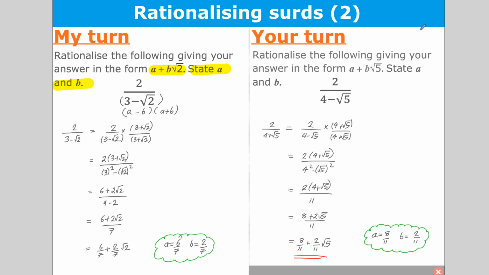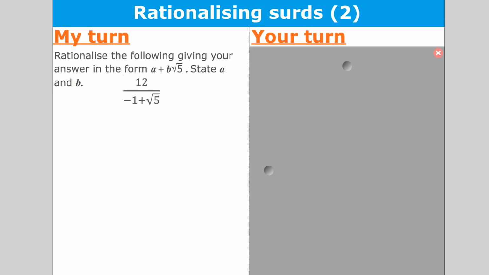That was tricky. Okay, next question. We're doing 2 more today. So next one's a little bit more difficult again. Here's the next question. Rationalize the following, giving your answer in the form a plus b root 5. So, just before we get going, we've got 12 over negative 1 plus root 5.